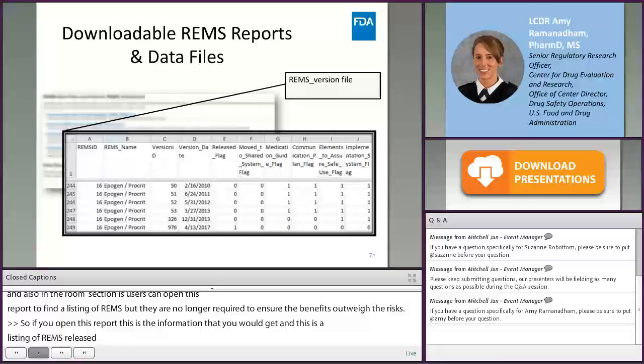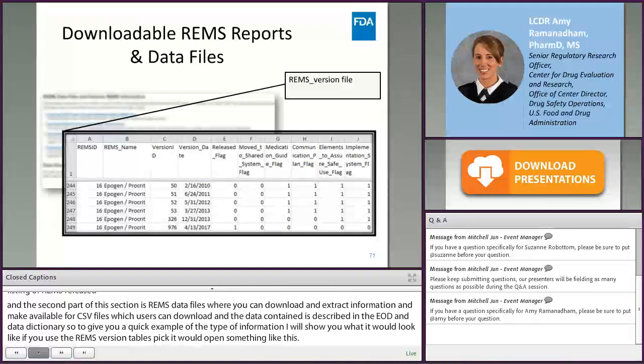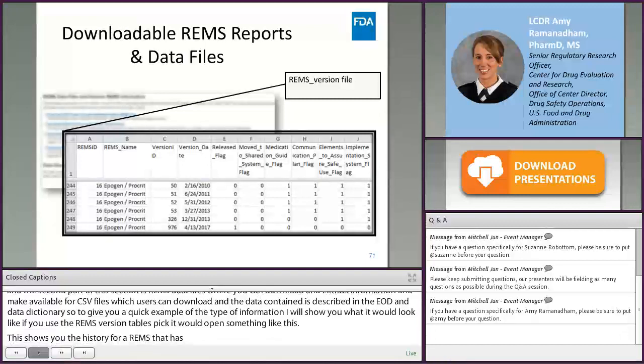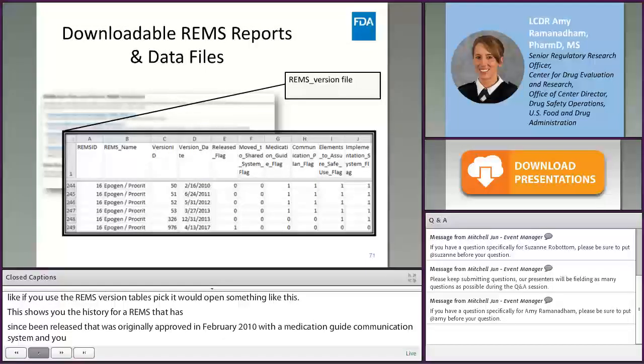So this shows you the history for a REMS that has since been released for Epogen Procrit. So it was originally approved in February 2010 with a medication guide, communication plan, and ETASU, an implementation system. You would follow it down and see that the communication plan was released in December of 2013, and then the whole REMS program was released in April of 2017. So essentially in this table, you can piece together the history of both current and released REMS. So there's a lot of valuable information that you may be interested in here.